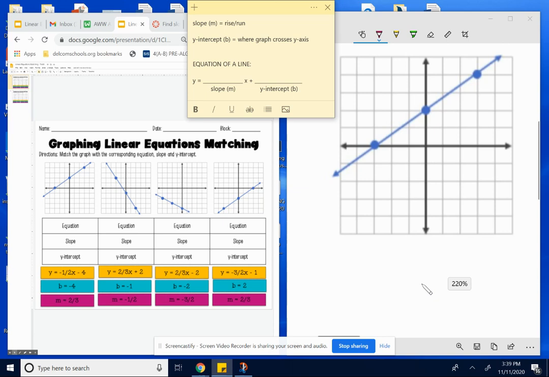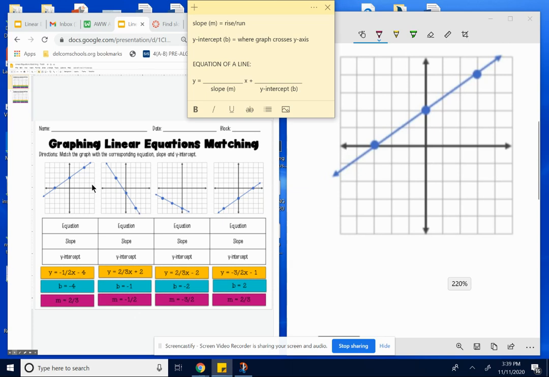The equation of a line is y equals slope x plus y-intercept. You just put the slope in front of the x, you put the y-intercept after the plus. We use the letters M and B because a lot of times in math books, they use M to represent the slope and B to represent the y-intercept. That's why you see the letters on this matching activity where you see the M and the B's.